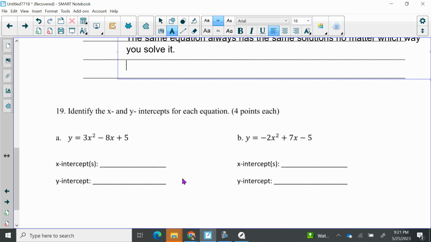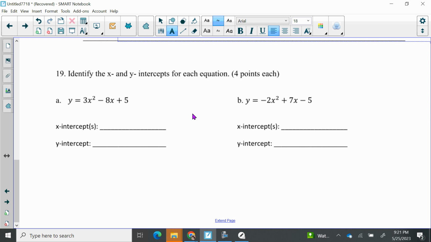Okay, identify the x and y intercepts for each. So remember, your x-intercepts are your zeros and your y-intercepts are where it crosses the y-axis. Now here's a big thing. Your y-intercept is always going to be this constant right over here if this is in standard form. So I'm going to write this down. My y-intercept is (0, 5), and this one is (0, negative 5). But we're going to graph both of these, and we're going to also come up with the two x-intercepts too.